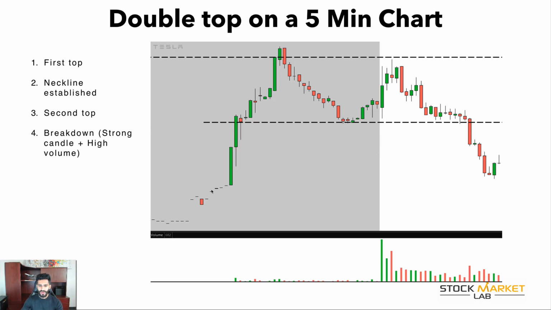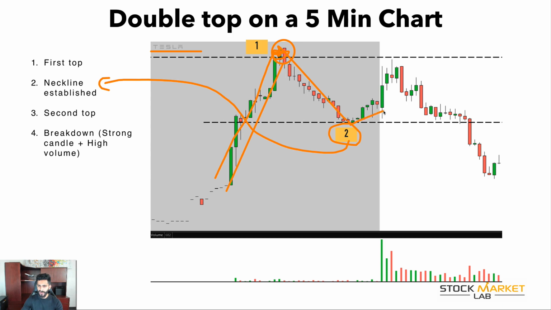If you look right here, we have a double top on a 5-minute chart. We're looking at the stock Tesla. You can see pre-market, it makes a high and gets rejected around this point. As it gets rejected, that's the first top. Then the stock has a pullback. So until right now, we don't have any chart pattern. Stock goes up, gets rejected, has a pullback, a retracement. This is healthy. The level it pulls back to now becomes our neckline. So the neckline is now established.